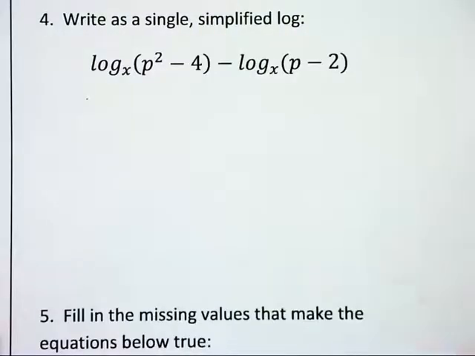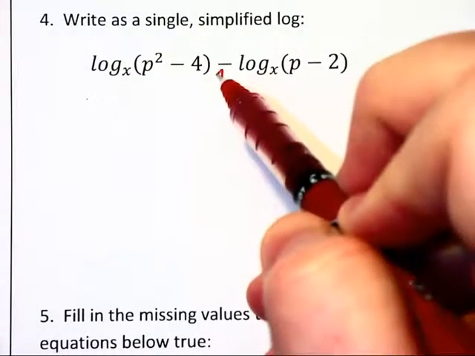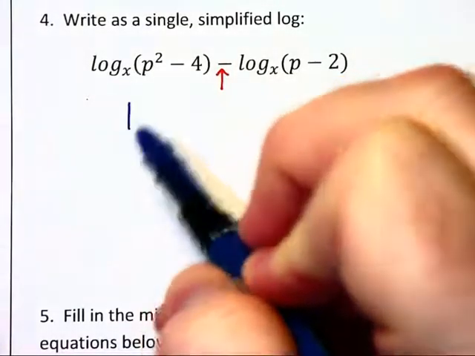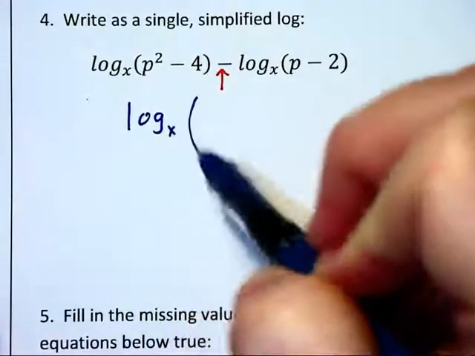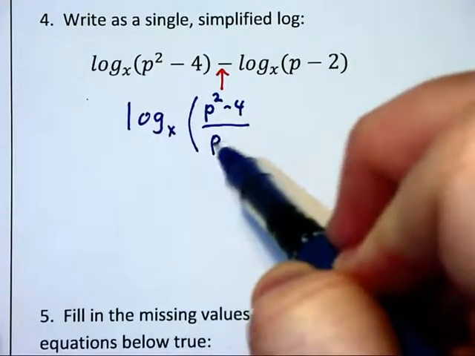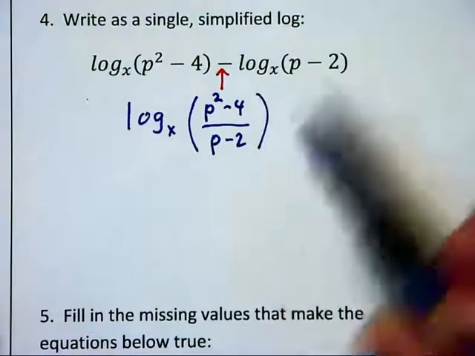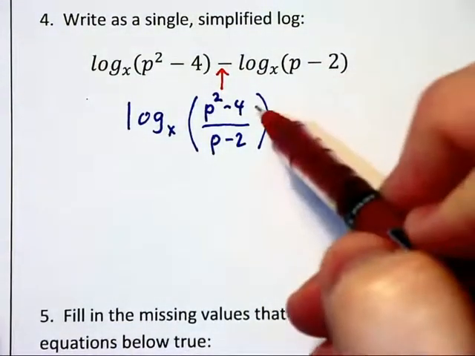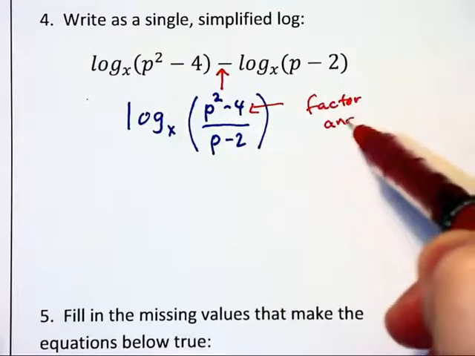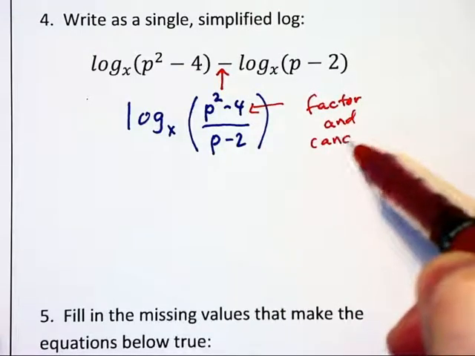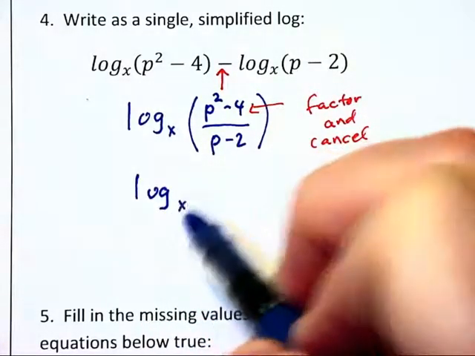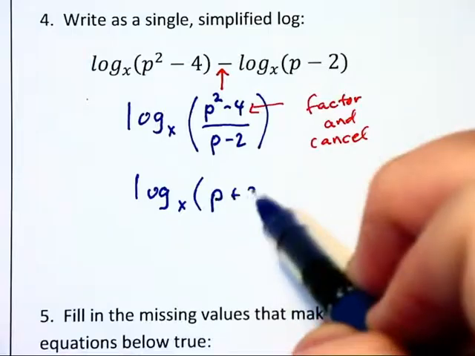When we go to simplify this next expression, the subtraction between the two logs tells us we're going to have a quotient. So this will become log base x of p squared minus 4 divided by p minus 2. Now you notice that that numerator is the difference of two squares, so we can factor and cancel inside this argument and rewrite this instead as log base x of just p plus 2.